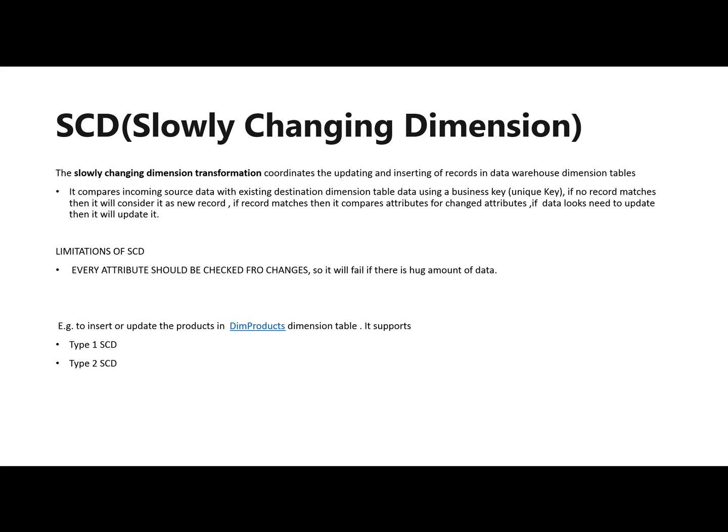Module is going on, and in this video we will see the slowly changing dimension. The slowly changing dimension is a transformation component which is used to update and insert the records in data warehouse dimension tables.